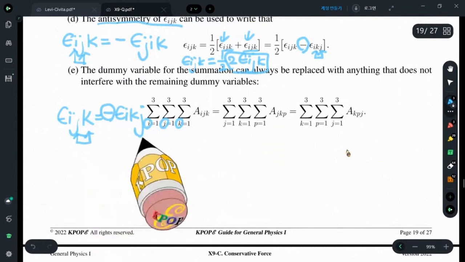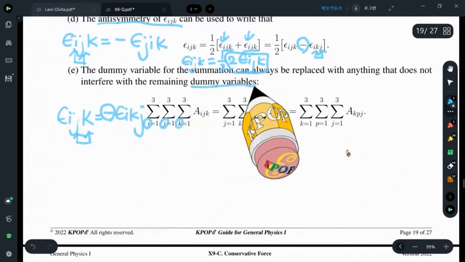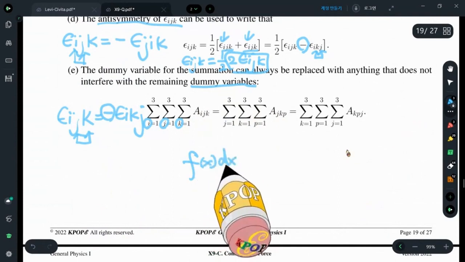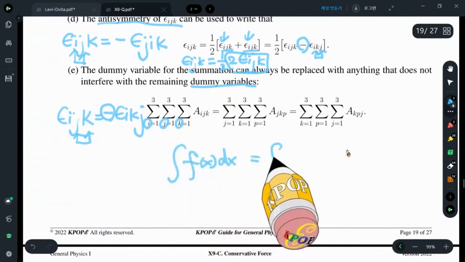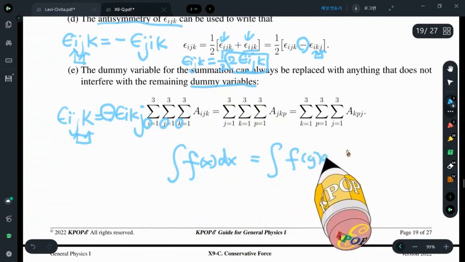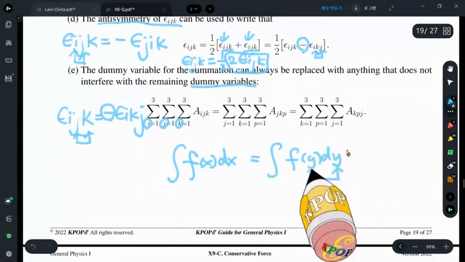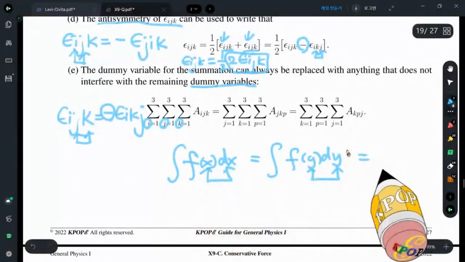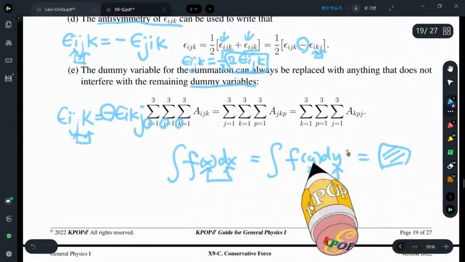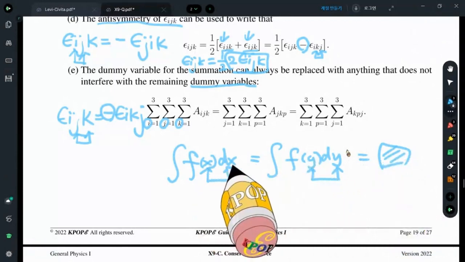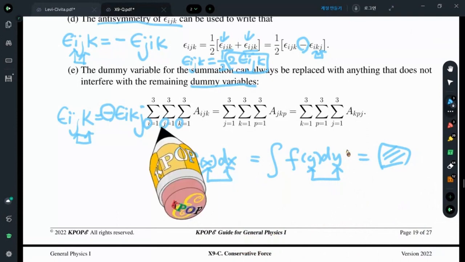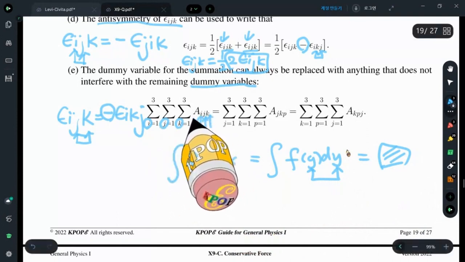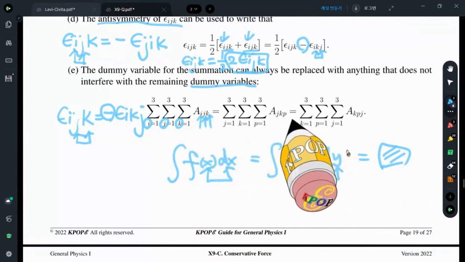These are called summed over. So these are called dummy variables. For example, you have the integral of f of x dx. This is always the same as the integral of f of y dy. This variable is a dummy variable that does not appear at the end of the day. This answer is independent of y, independent of x. Just like that, these dummy variables can always be replaced with anyone else.